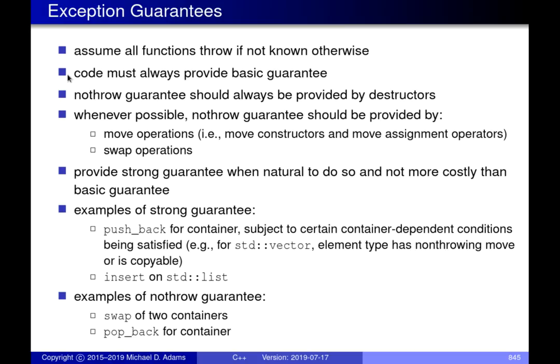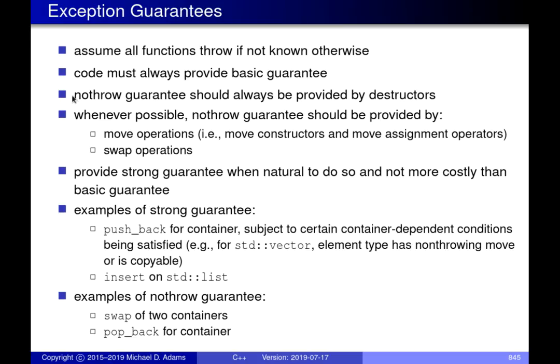Then in terms of when we might want to provide the various different types of exception guarantees, well, if you're going to use exceptions in your code, it has to at least provide the basic guarantee. Because if the basic guarantee is not fulfilled, then basically as soon as you start throwing exceptions, you don't know what your code's going to do. Invariants can be broken, your code can get into insane states and so on. So you always want to provide the basic guarantee.